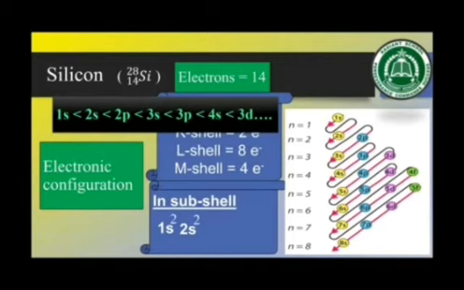Also 2 electrons can come. 4 electrons are accommodated. Now 2p can accommodate 6 electrons. Now there are a total of 10 electrons accommodated. 4 electrons are left. Next is 3s.